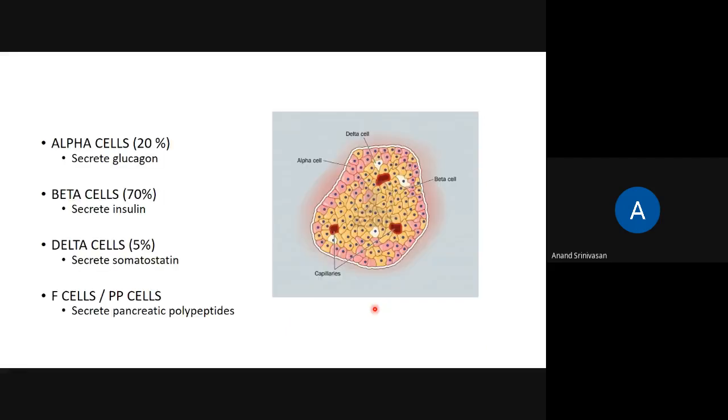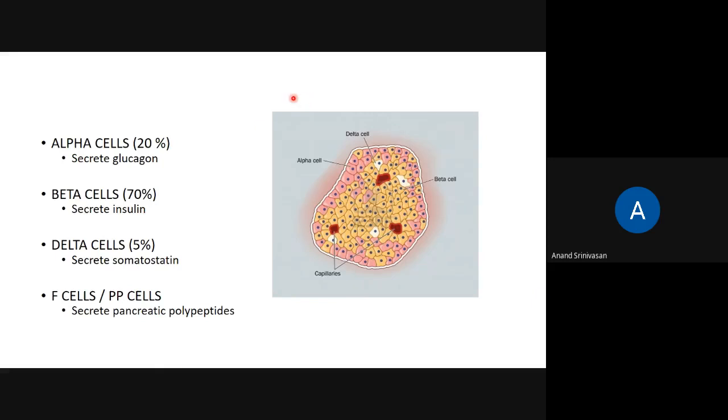Now let's see what cells are present in the islets of Langerhans alone. I'm not going into the exocrine pancreas because that's discussed in GIT. In the endocrine pancreas, there are alpha cells, beta cells, delta cells, and F cells, which are also called PP cells. The alpha cells secrete glucagon, beta cells secrete insulin, delta cells secrete somatostatin, and F cells secrete pancreatic polypeptide. So that's it regarding the pancreas.